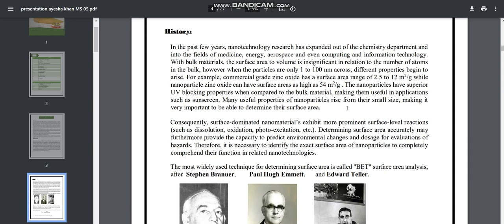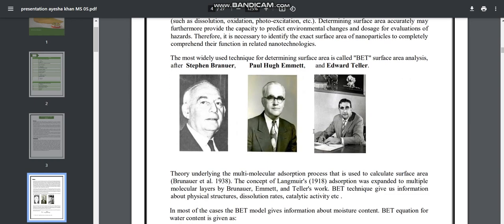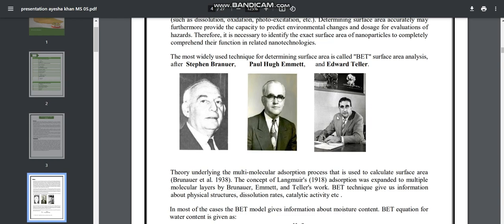Surface-dominating nanomaterials showcase pronounced surface-level reactions impacting dissolution, oxidation, and photoexcitation. Precise surface area determination is crucial for predicting the environmental effects and assessing the hazards, essential for understanding the role of nanoparticles in various nanotechnologies. However, the most widely used technique for the determination of surface area is BET, which is named after Stephen Brunauer, Paul Emmett, and Edward Teller.